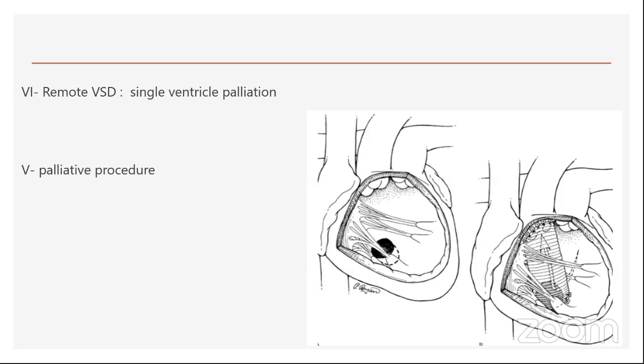You do a balloon atrial septostomy, and interestingly, the ASD created is usually much smaller than the size of the VSD, yet the saturation significantly improves. It is the difference between mixing and streaming.